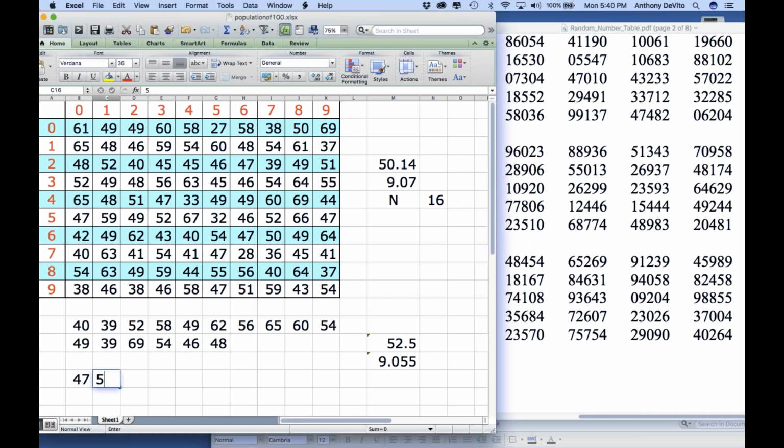52. Okay. 53. 51. 49. 53. 47. 47. Okay. Thanks for the standard deviation, but I'm not going to use it for this particular thing. 49.